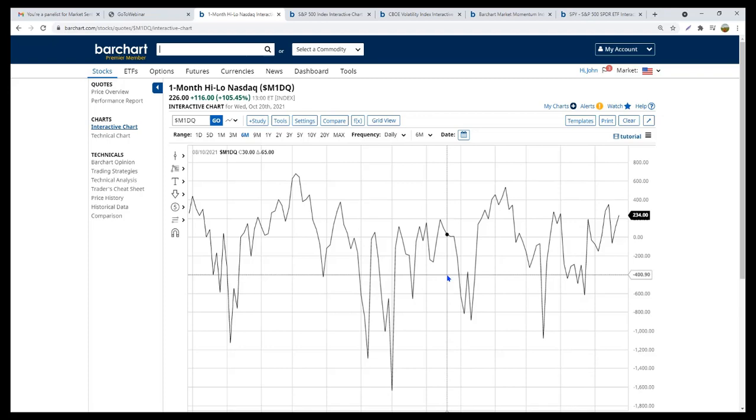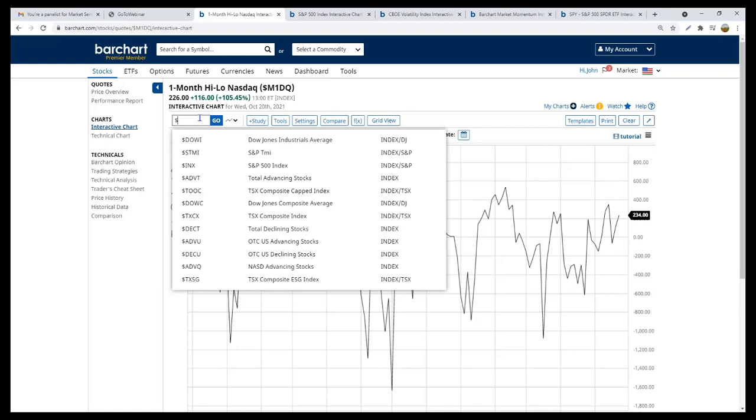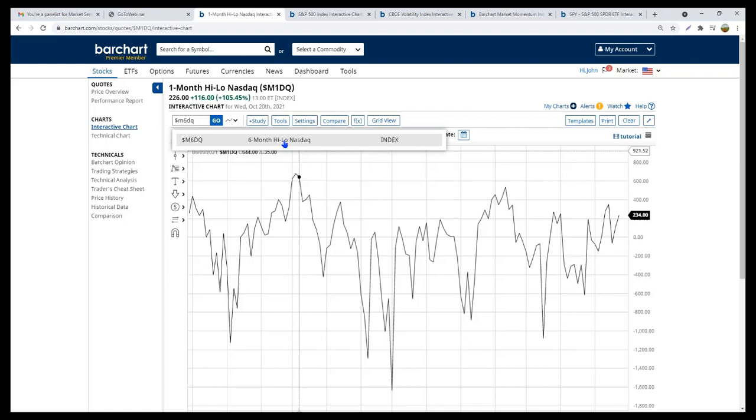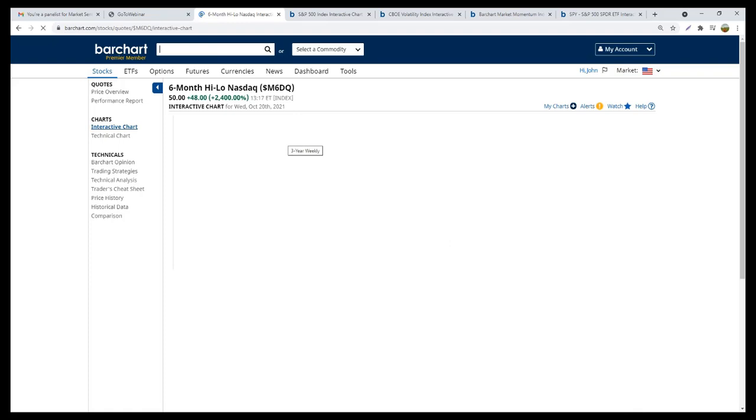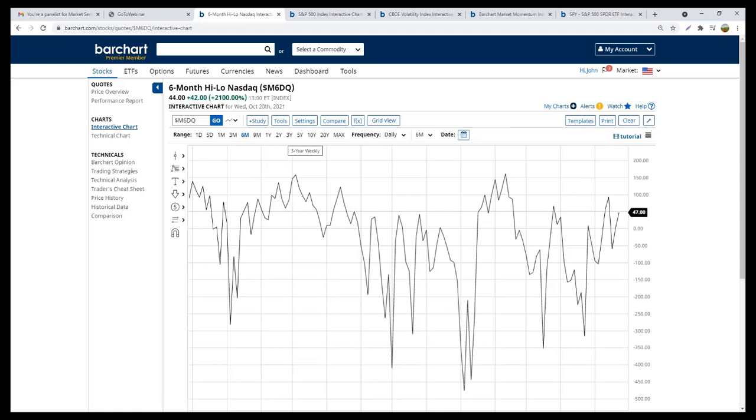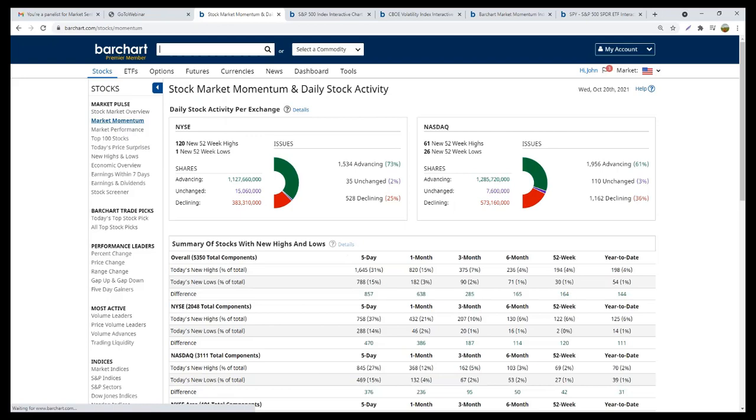If I wanted to look at a higher time frame, here is a 6 month highs and lows, and again we see a similar thing. Less stocks making new 6 month lows, and we're only just starting to see more stocks making 6 month highs. So again, maybe a transition from a trending market that had been going lower to maybe turning to the upside. Again, in our market momentum page, you can find those granular symbols in the details section.